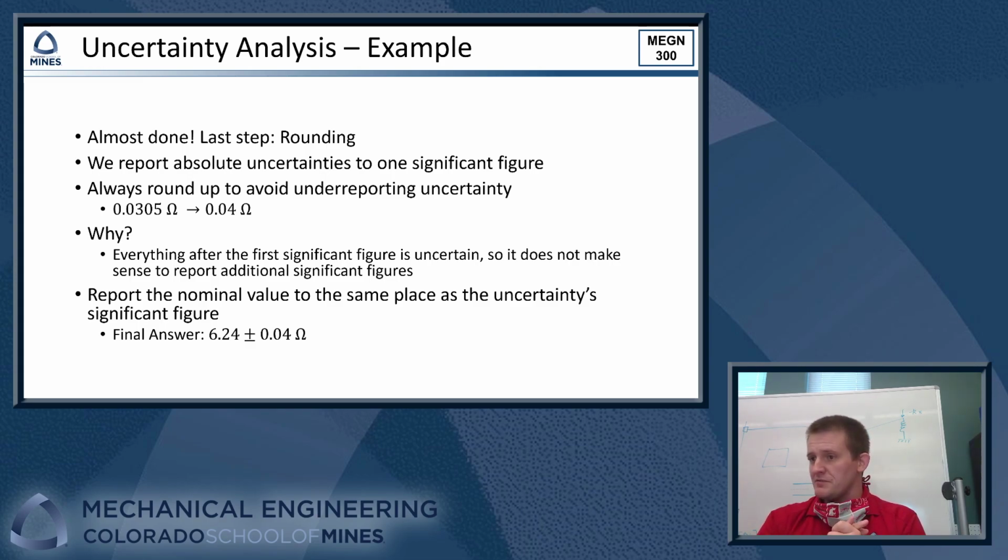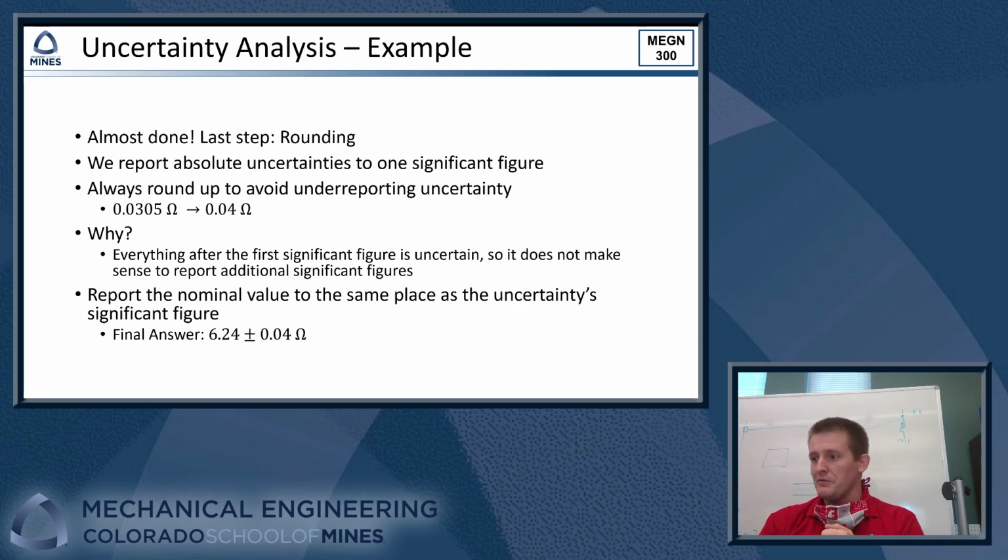All right, and the reason we talk about that is if you are reporting uncertainties, the first significant figure, everything after that is uncertain. So it's completely meaningless to report uncertainties to more than 1 significant figure because you don't know anything about the figures after that first significant figure anyway, so they're by definition not significant figures anymore. Okay, so our 0.0305 ohms, we're going to round up to 0.04 ohms.